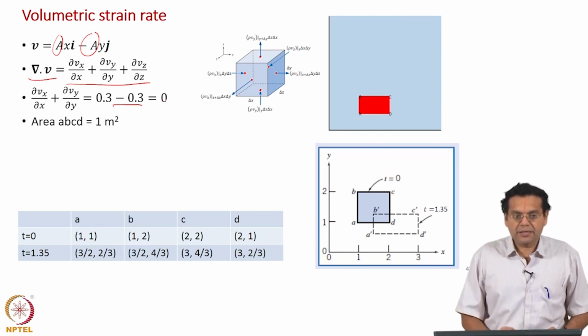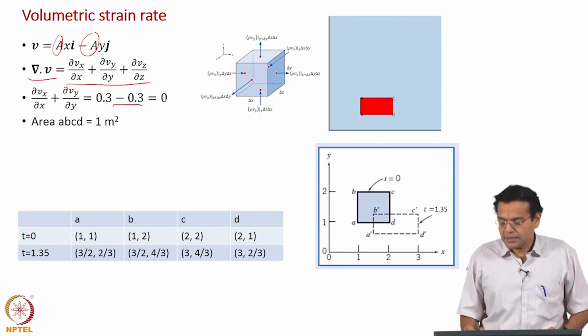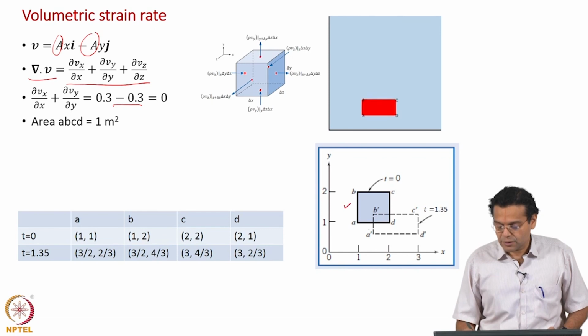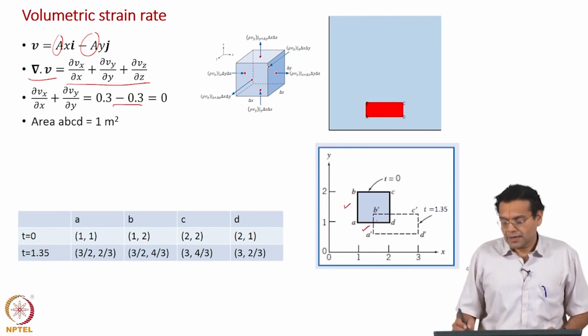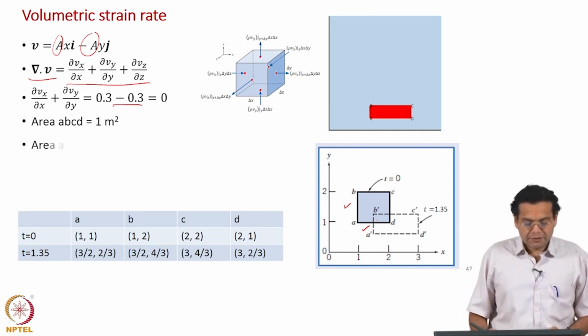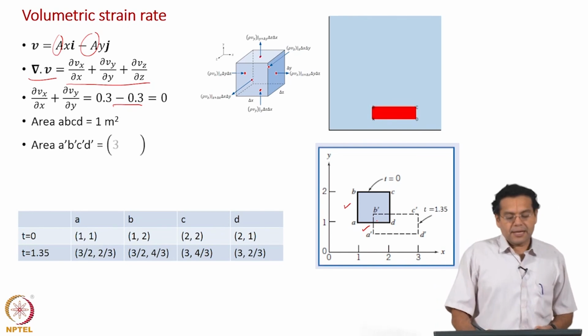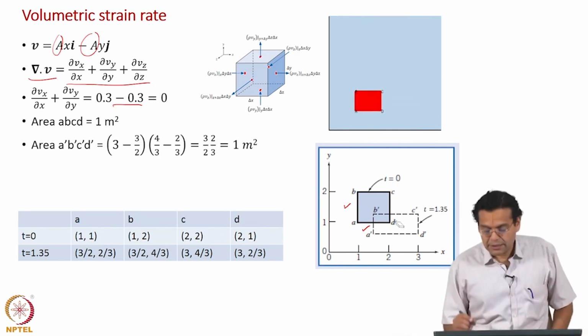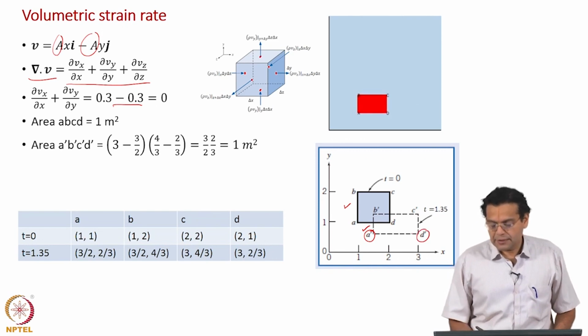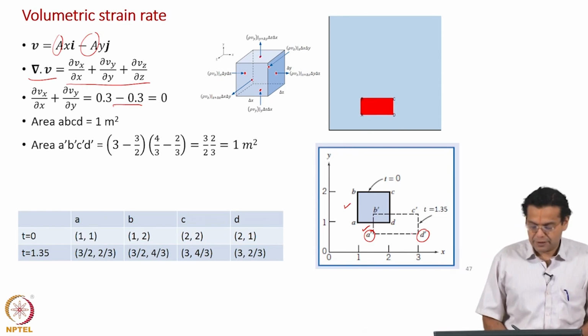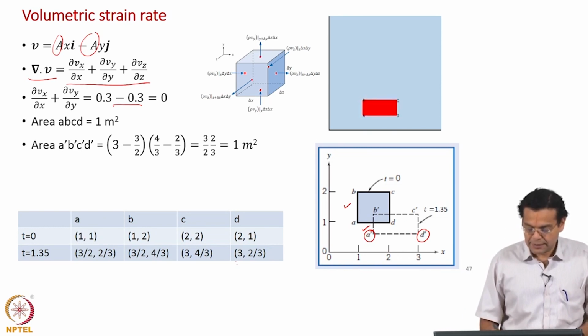So, let us verify that numerically. The area of the initial square, both the sides are 1 unit or 1 meter, so 1 meter squared. The final area should also be 1 meter squared. Let us calculate that. What is the final area? A dash, B dash, C dash, D dash. If you consider points A dash and D dash, the length of the line A dash D dash is the difference in the x coordinate of A dash and D dash, which is 3 minus 3 by 2.